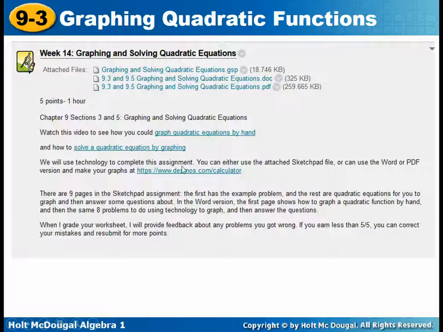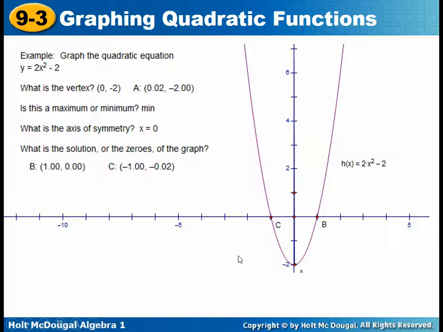And also how to solve by graphing. And then we're going to either use Desmos.com or Sketchpad to graph rather than going through all of those steps to graphing. But we are going to answer questions like what is the vertex, what is the axis of symmetry, and so on. Here's an example of how you're going to solve these problems.